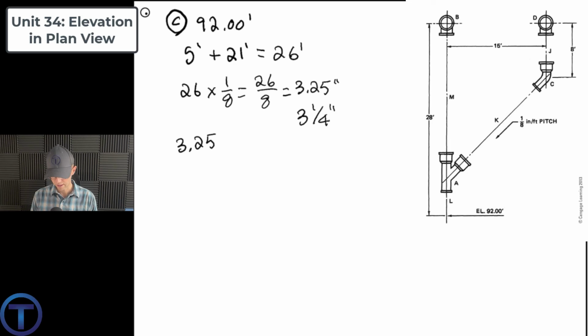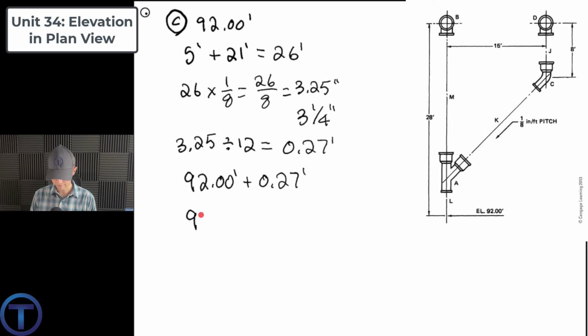We take 3.25, divide that by 12, and that is going to give us 0.27 feet, which we can add to our 92. Our elevation was 92.00 feet plus 0.27 feet, and we're going to get a total of 92.27 is our elevation at point C.